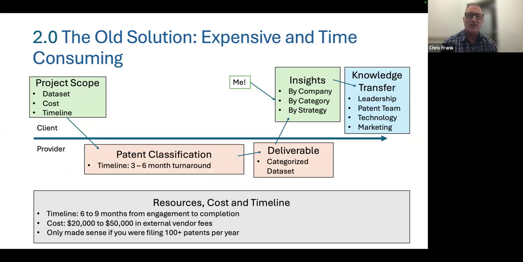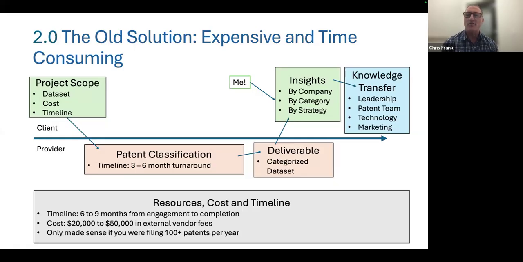So you had to start off with just project scope. What companies do you want to look at? What classifications do you want to look at? What keywords do you want to have in there and not have in there? And once you've got that scope down, and you can imagine in corporate America, that's a 2 to 3 month project, just figuring out what scope you want to look at.